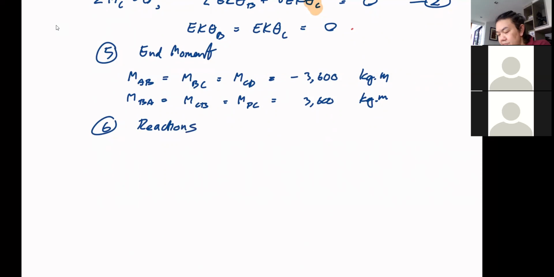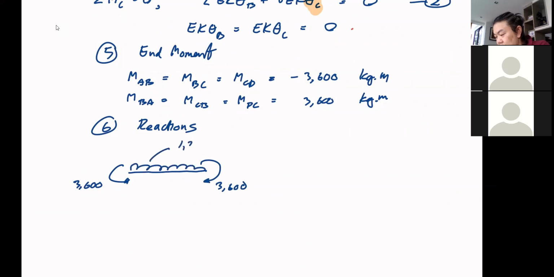Now from this, remember I used the clockwise positive sign convention. So I can draw the free body diagram of member AB now. I have MAB is minus, so it's counterclockwise. That's my moment. And MBA is positive, so it's clockwise. And I also have my uniform load, 1200 kilogram per meter. So you see the moment will cancel each other out. So basically your reaction becomes WL over 2, right? Because the moments are equal and opposite.